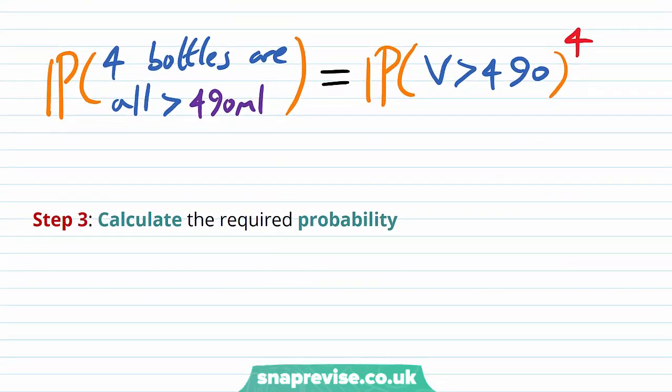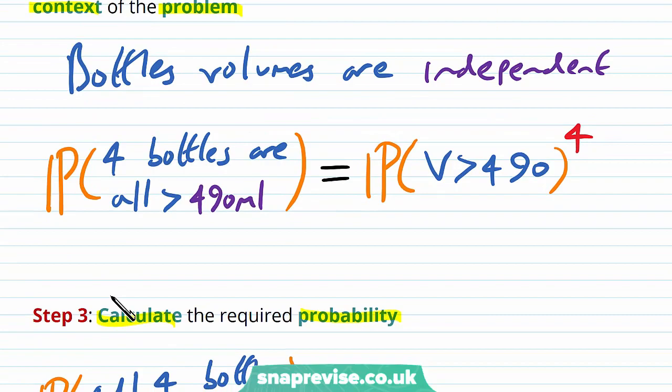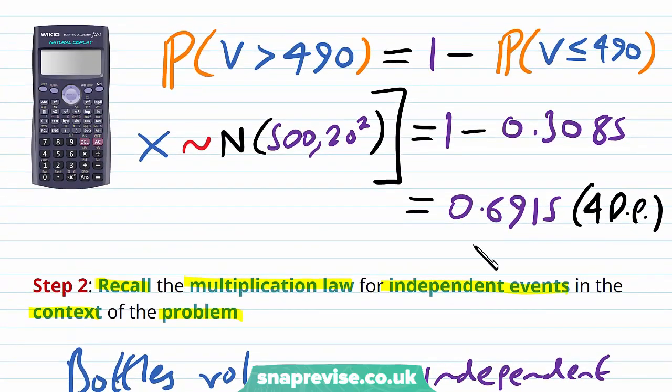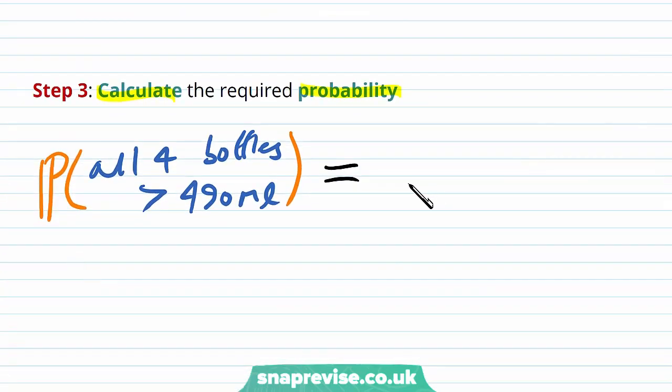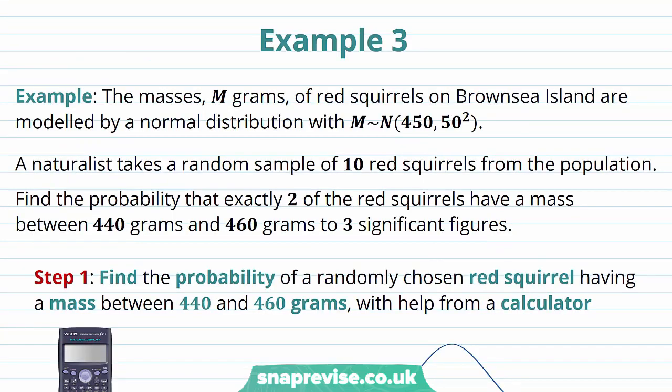Therefore, for our final step, we are to calculate the required probability. All we need to do is take this number to the power of 4. We're looking for the probability that all 4 bottles are strictly greater than 490 milliliters, and therefore all we need to do is to take our probability of V being strictly greater than 490, which we calculated as 0.6915, and take this to the power of 4, and this gives us 0.2286.